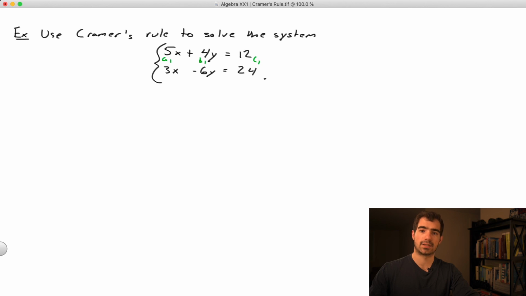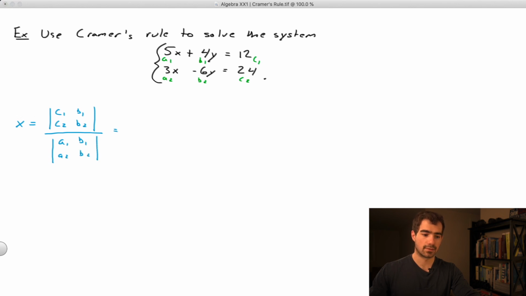A1, B1, and C1 to represent the coefficients of our first equation, and then maybe A2, B2, and C2 to represent the coefficients of our second equation. And then from there, we know that x is equal to the determinant of C1, C2, right? We're going to replace the x coefficients, B1, B2, divided by the determinant of A1, B1, A2, B2.